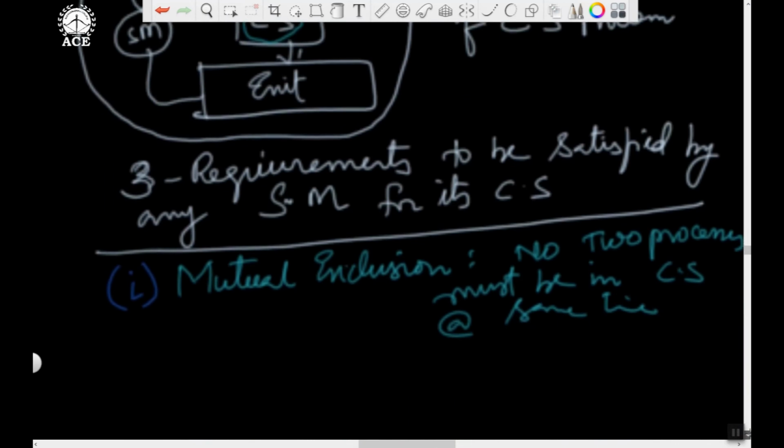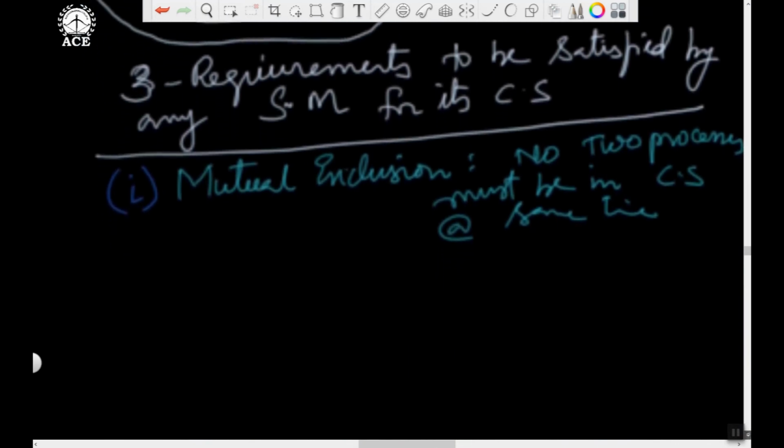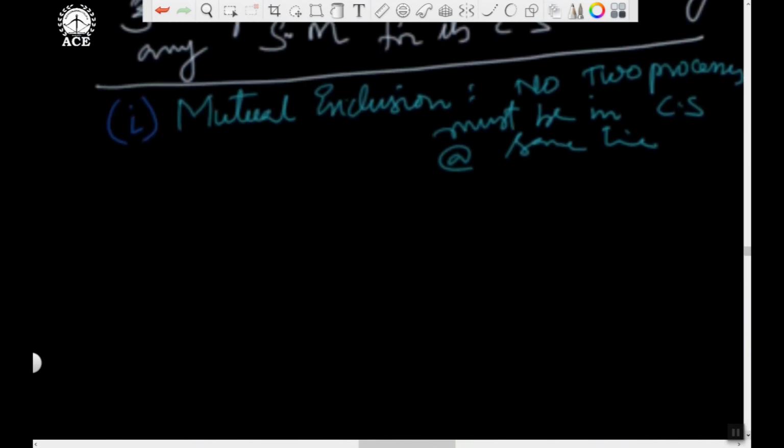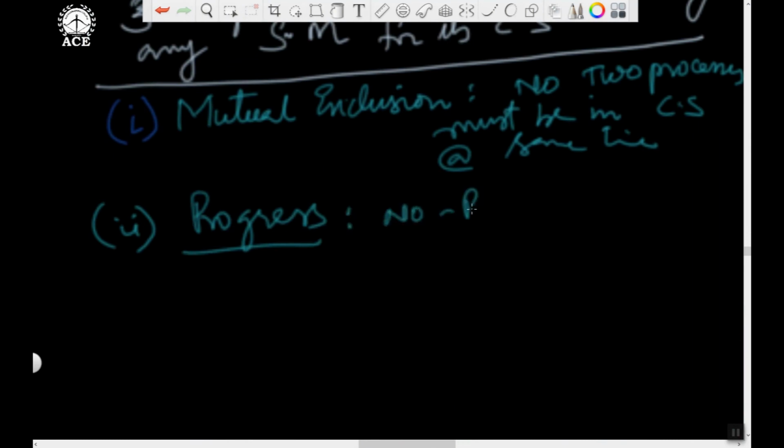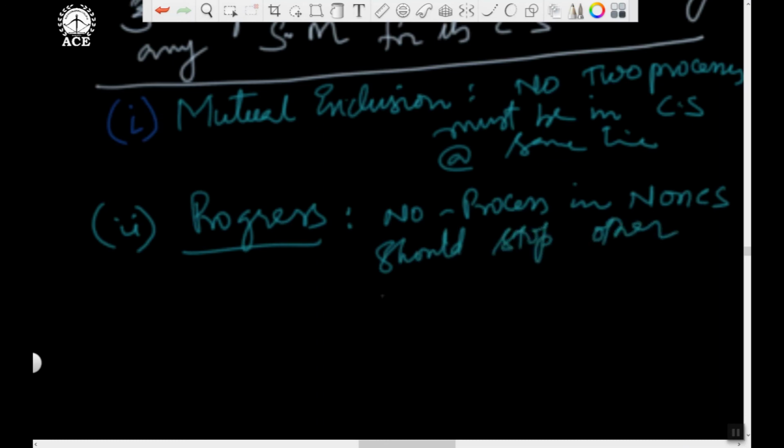So whenever we design any critical section solution, it should satisfy the principle of mutual exclusion. Second, if mutual exclusion is guaranteed, it should satisfy a requirement called progress. No process in the non-critical section should stop another process from entering the critical section. Very simple.